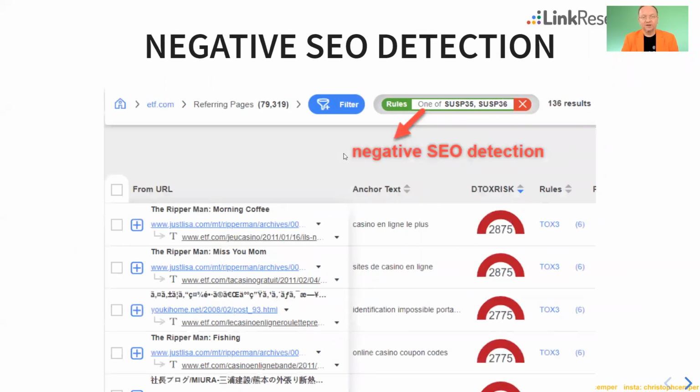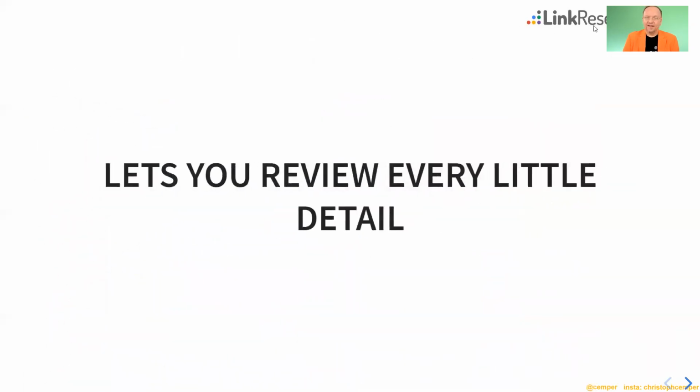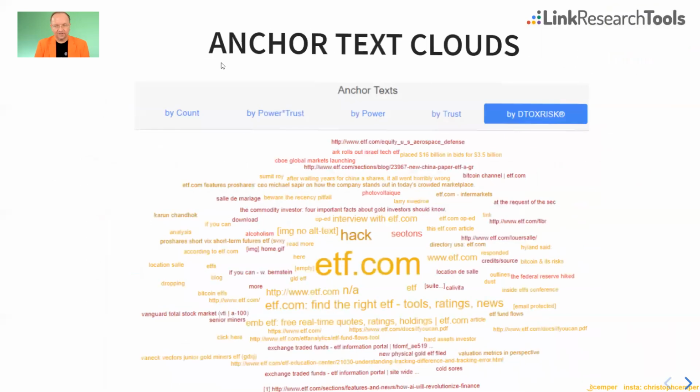And then some features like negative SEO detection, suspicious 35 and 36, help you find, for instance based on anchor text, that a financial website doesn't need casino links, especially not in this case 136. In another case, we saw tens of thousands. And like you just saw, you could review every single link in detail.